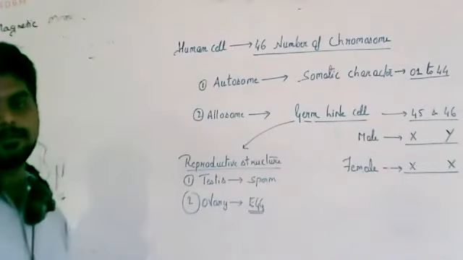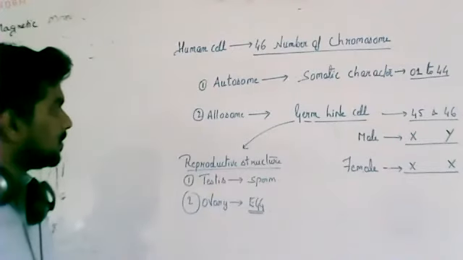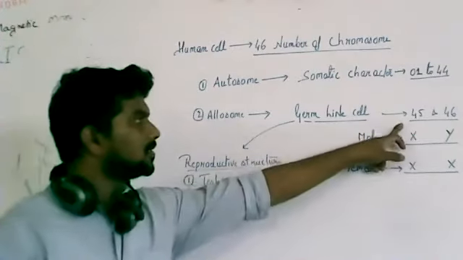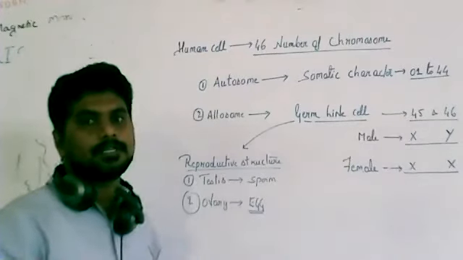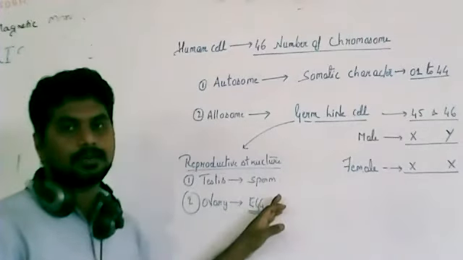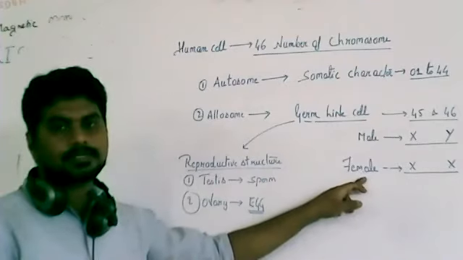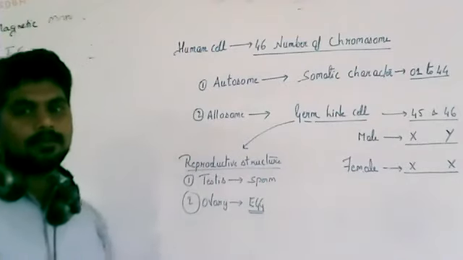Based on reproductive structure, the 45th and 46th chromosomes will decide the reproductive structure. If it is XY, then it will be male, and if it is XX, then it will be female.